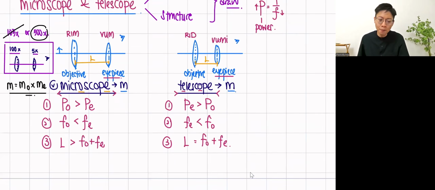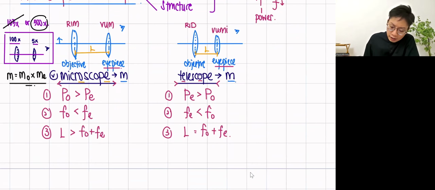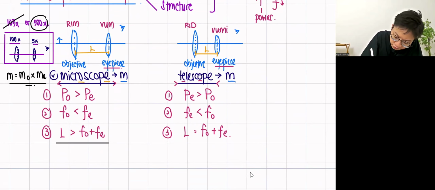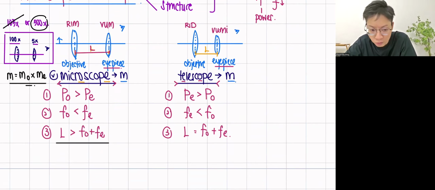Then next, people also ask me this question. Why must the microscope lenses be very far apart? Why must this length L be further? Like I said, guys, due to time constraints, I will make this short and easy for you to understand.